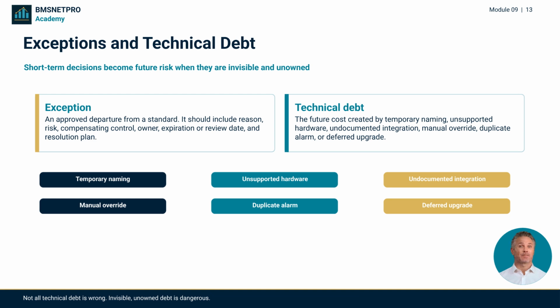An exception is an approved departure from a standard. Technical debt is the future cost created by short-term decisions. Emergency restoration and phase projects may require temporary conditions. The problem is invisible and unowned debt.